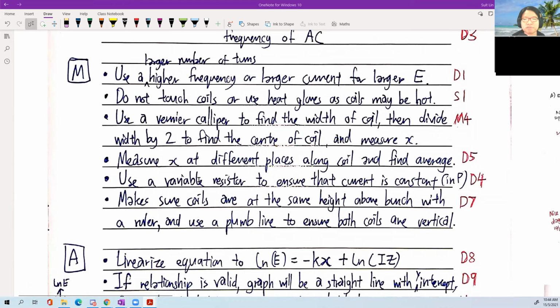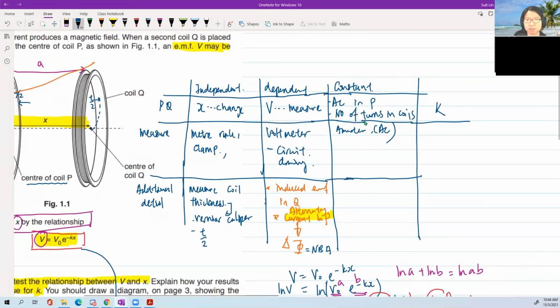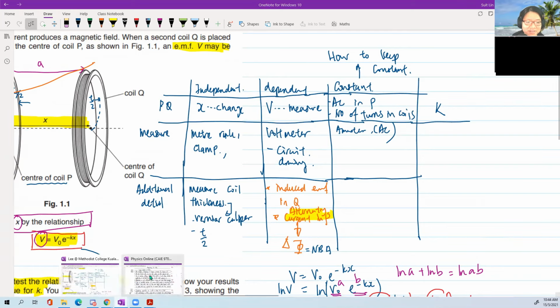Okay, use a variable resistor to ensure that the current is constant. So oftentimes, when you think about your constant variable here, you also should mention how to keep it constant. So for current, it's very straightforward. We just use a variable resistor or a rheostat.